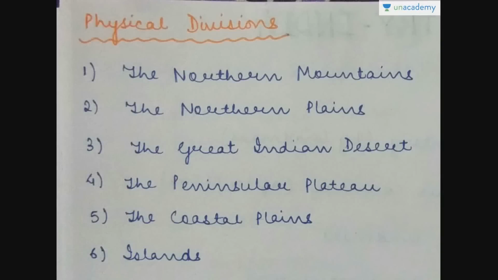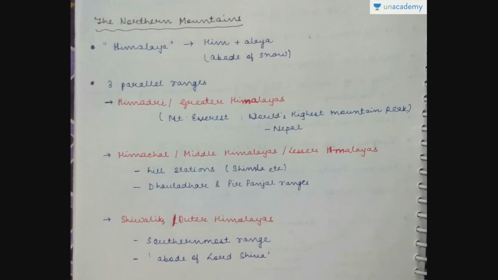Now, we will study the physical divisions broadly speaking, and I will just be covering the major details because the entire proper coverage is done in the senior classes' books. The physical divisions are six: the northern mountains, the northern plains, the Great Indian Desert, the peninsular plateau, coastal plains, and the islands. Now, the northern mountains.